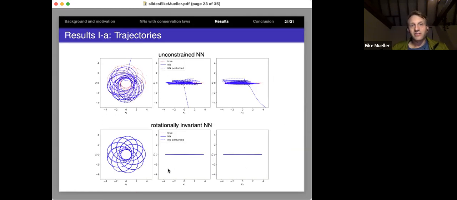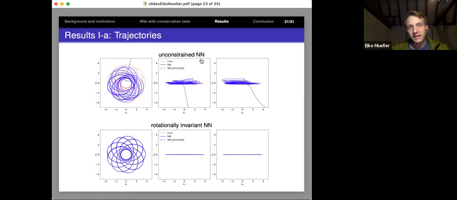Okay, so here are some results. What I show here are trajectories generated by the two neural networks. The first one uses the unconstrained Lagrangian, shown at the top, and the second one uses this rotationally invariant Lagrangian. What you see here, red are the true trajectories. It's going around the black hole, and it's not going in an ellipse. The orientation of the ellipse is rotating.